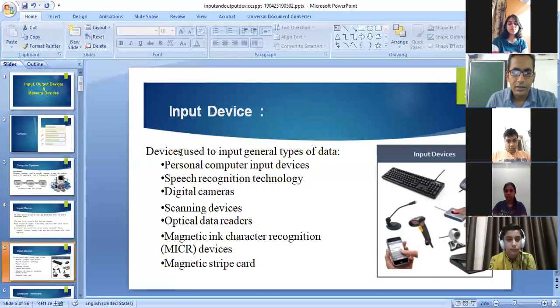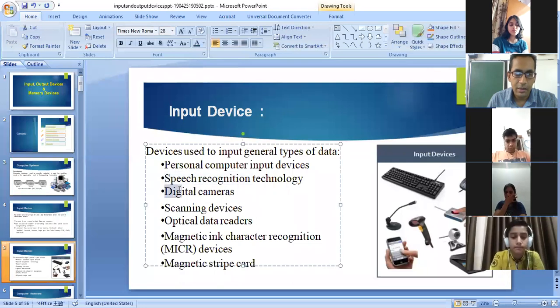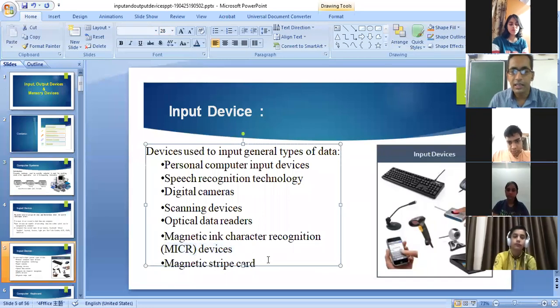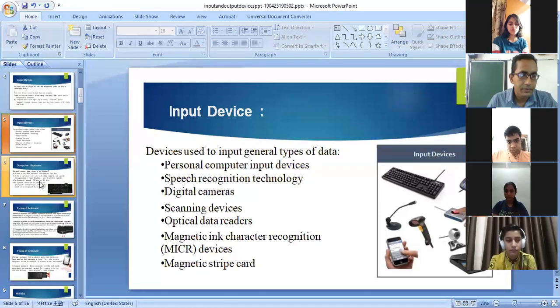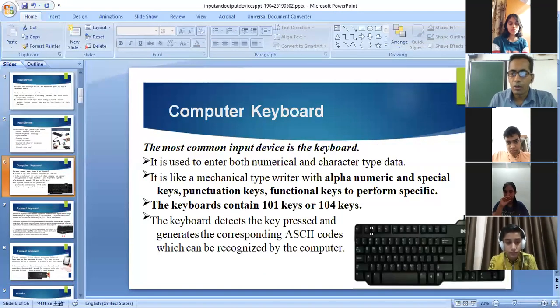The following are the input devices: speech recognition, digital cameras, scanners, optical data readers, MICRs, OCRs, and magnetic stripe card. Next. The most commonly used input device is the keyboard that we are having at hand.